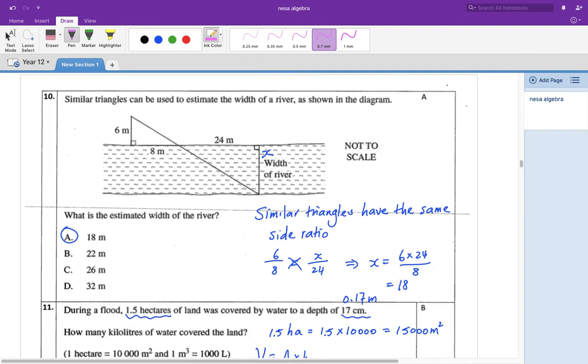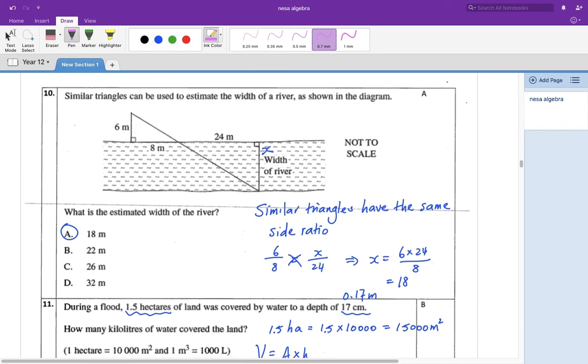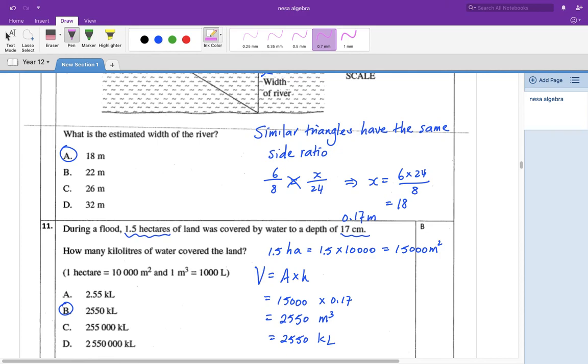Alright, question 10 is similar triangles. So similar triangles have the same side ratios. So if I say the shortest one to the second shortest one is 6 to 8 in the first triangle, then in this one the shortest side, x, to the second shortest side, which is 24, is x to 24. These two ratios should be equal, and then you cross multiply.